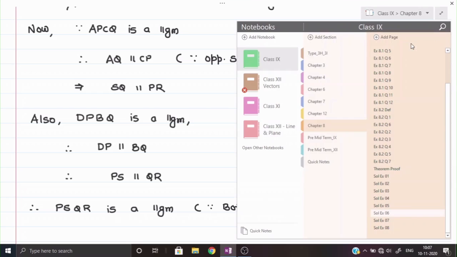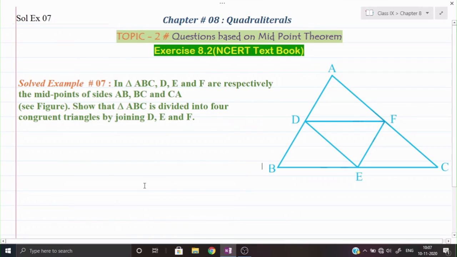So now we are starting example number 7. In example number 7 we are given that in triangle ABC, D, E and F are respectively the midpoints of the sides AB, BC and CA. We are looking at the three sides of triangle ABC, and we are given that D, E and F are the midpoints. Means AD and BD are equal, BE and CE are equal. Similarly, AF and CF will also be equal, and they will be half of the main sides AB, BC and CA.